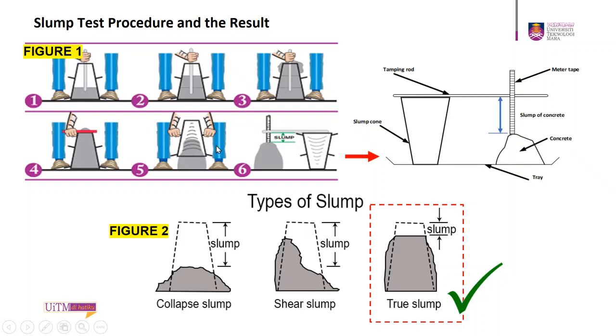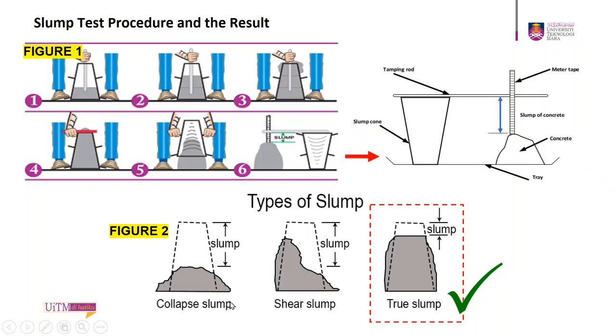The upturned slump cone is placed on the base to act as a reference, and the difference in level between the top of the cone and the top of the concrete is measured and recorded to the nearest 10 millimeters to give the slump of the concrete.